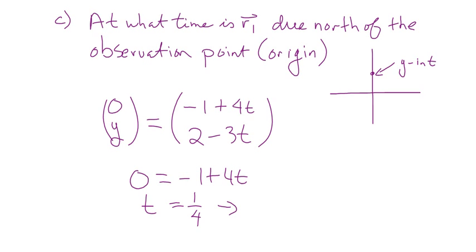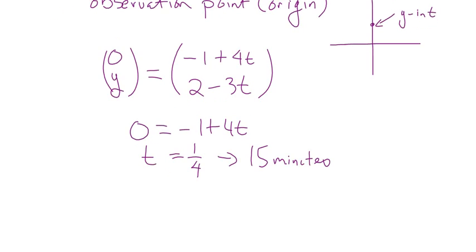No, it's hours, so that would be 15 minutes. So at what time? Well, 15 minutes after we started, I guess. We gave a starting time. So at time 15 minutes, a quarter of an hour. You could say 1/4 of an hour, but let's just go to minutes. It takes 15 minutes to get from where you were to directly north of the observation point, the origin. Okay, questions? Concerns?